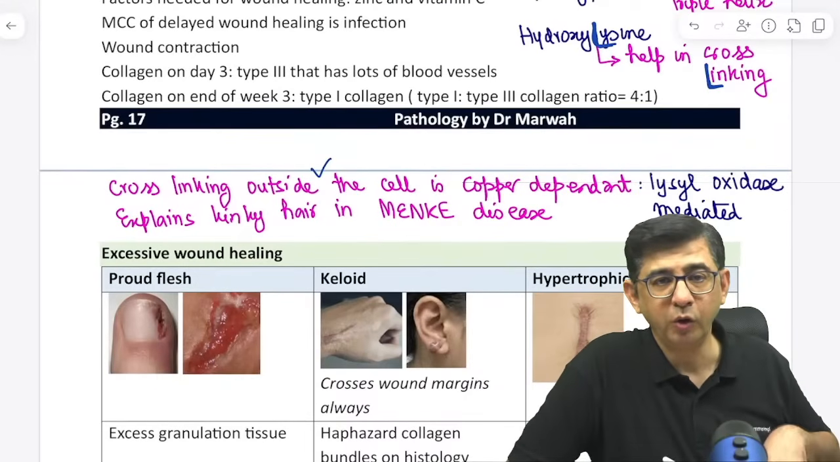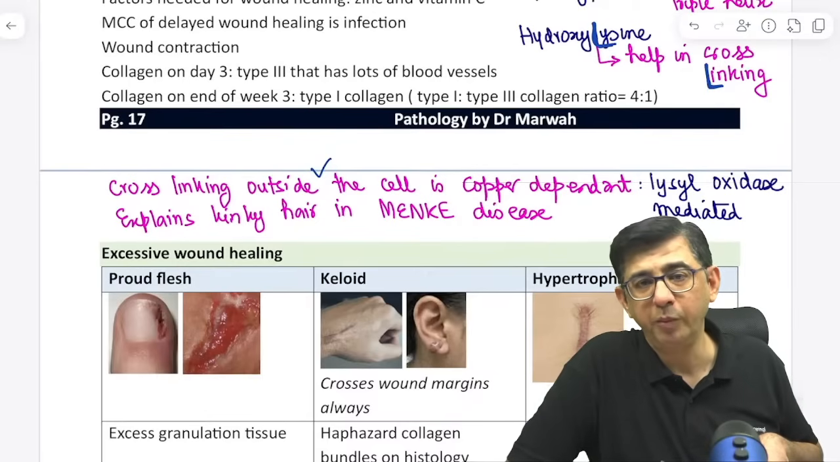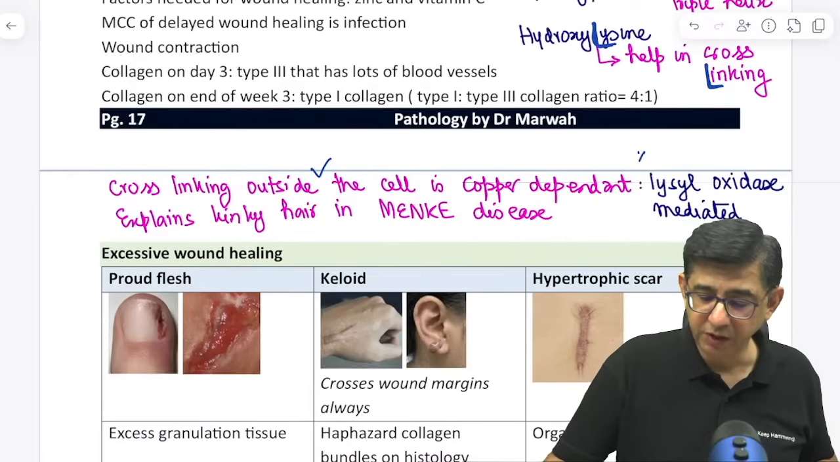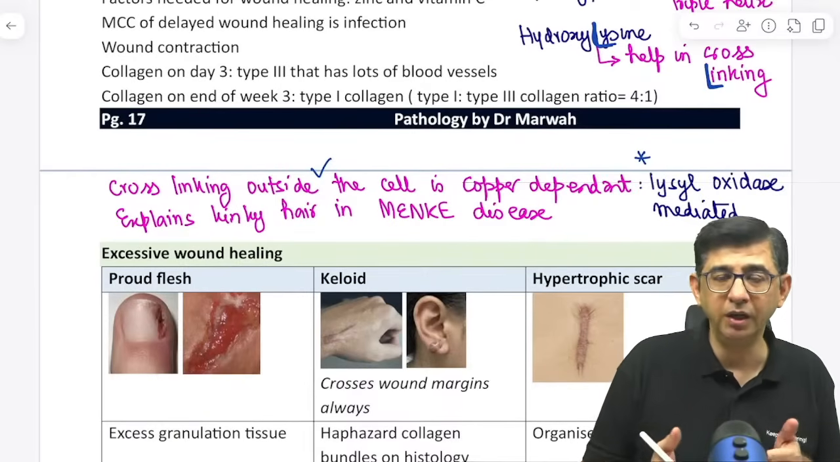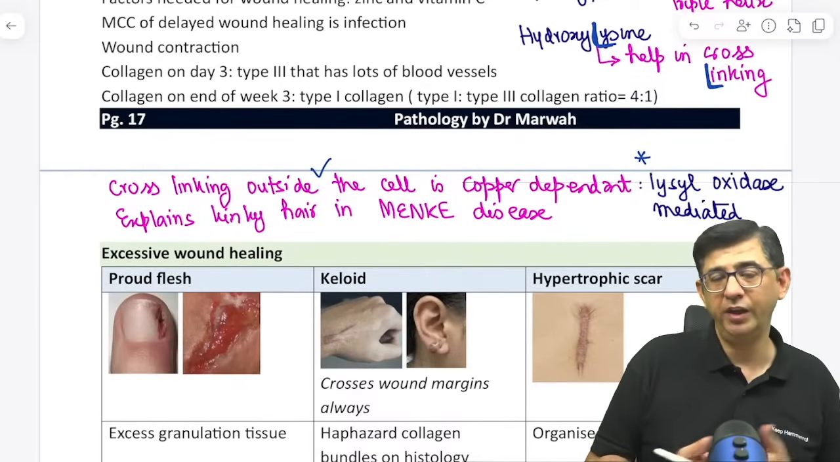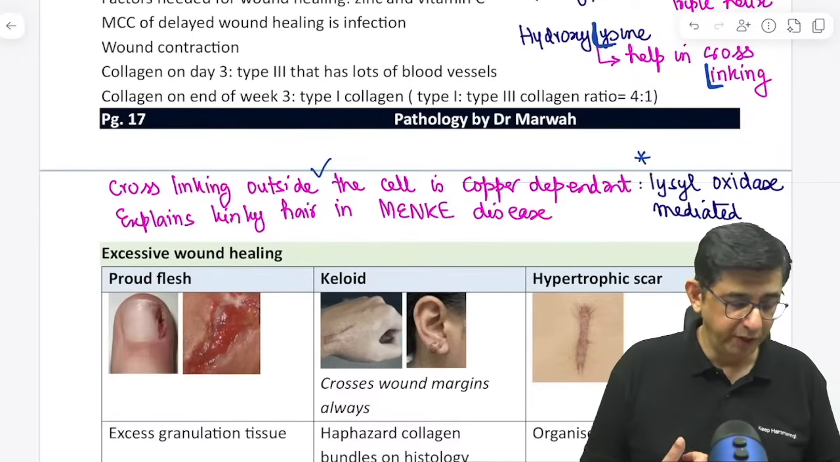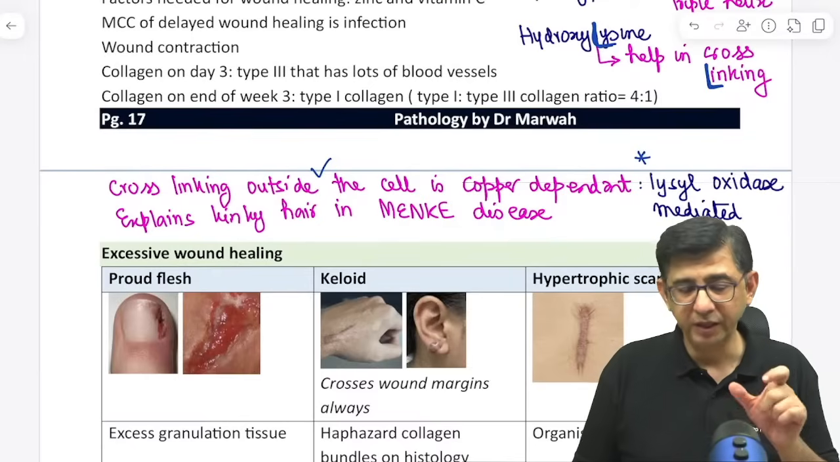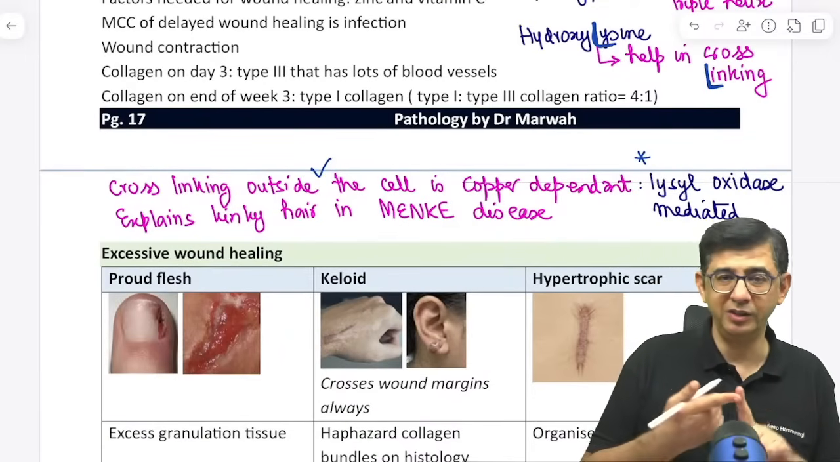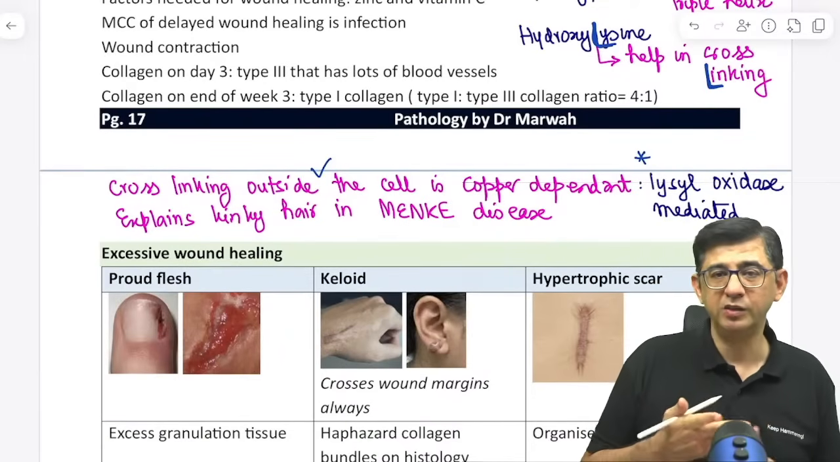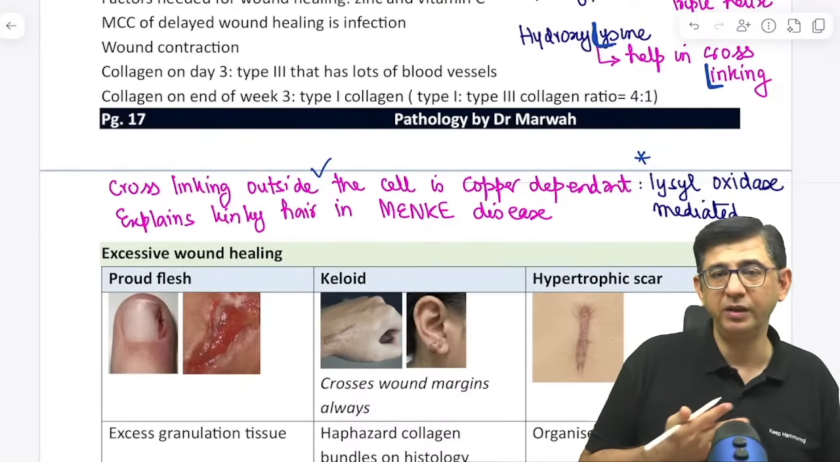So remember, cross linking outside the cell is by a copper dependent enzyme by the name of lysyl oxidase, and in case the activity of this lysyl oxidase is lesser, the cross linking of collagen is poor, and that is why brittle hair or kinky hair in Menkes disease can be present. So at the enzymatic level, I've tried to explain aspects related to vitamin C, zinc, and copper.